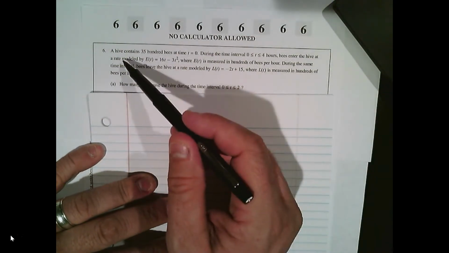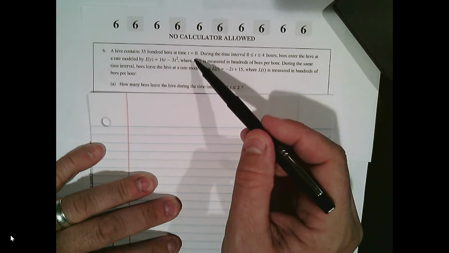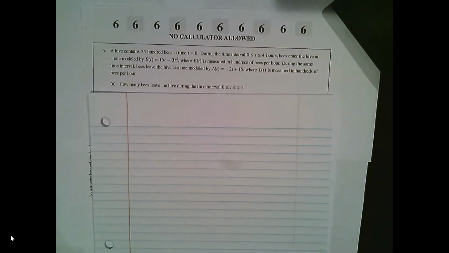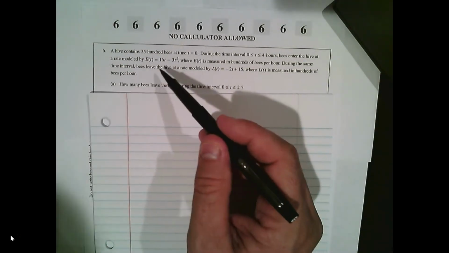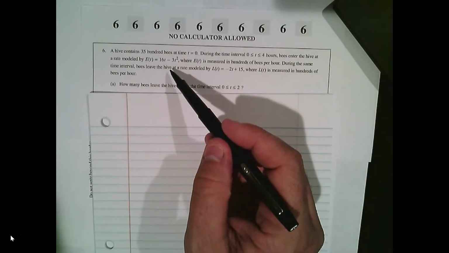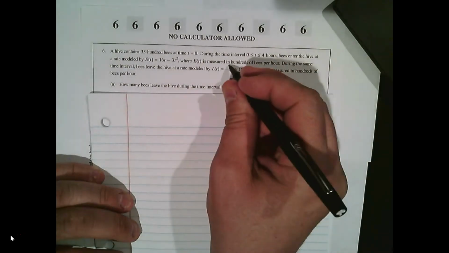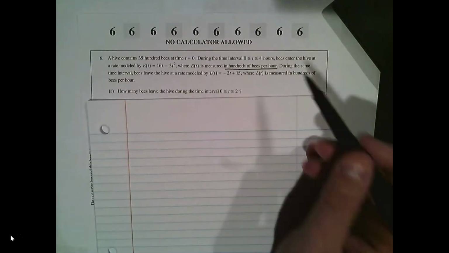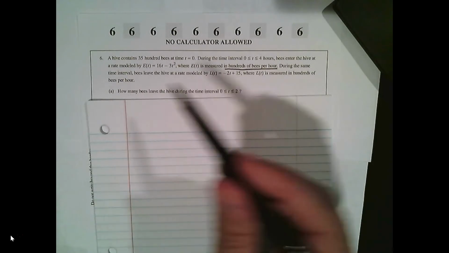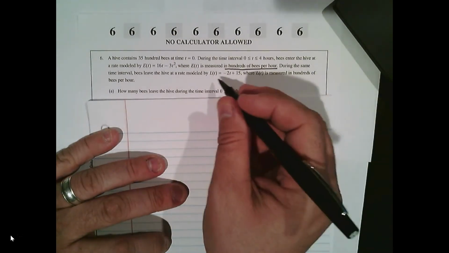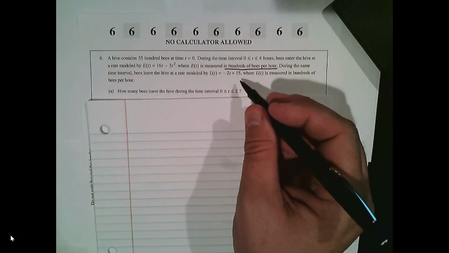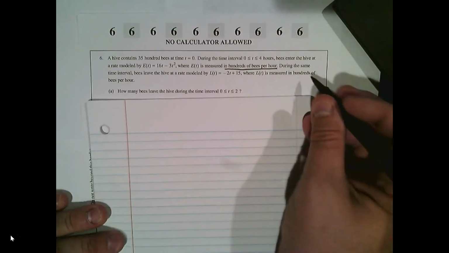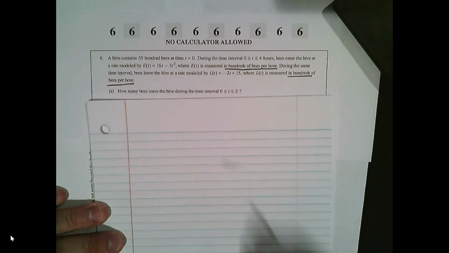Here we go. A hive contains 3,500 bees at time t equals 0. During the time interval 0 less than or equal to t less than or equal to 4 hours, bees enter the hive at a rate modeled by E of t equals 16t minus 3t squared, where E of t is measured in hundreds of bees per hour. E is being measured in hundreds of bees per hour. Let's make note of that. During the same time interval, bees leave the hive at a rate modeled by L of t equals -2t plus 15, where L of t is also measured in hundreds of bees per hour.